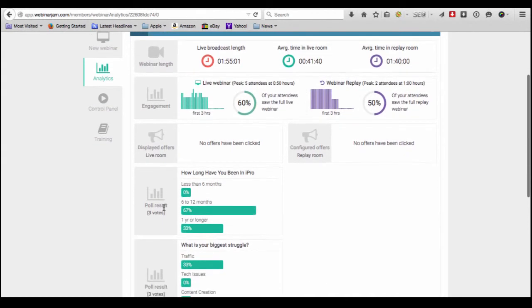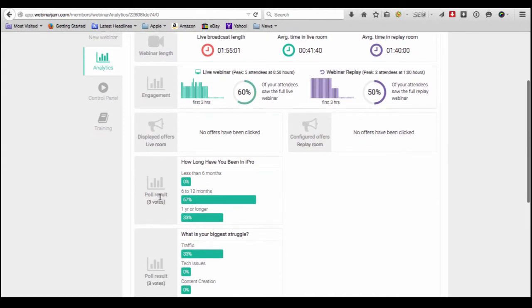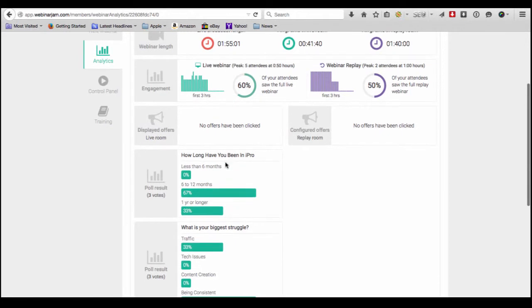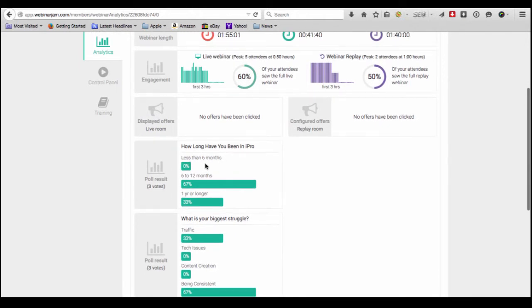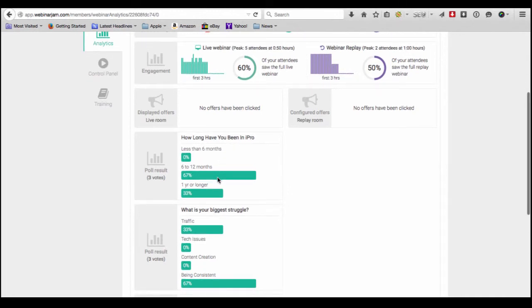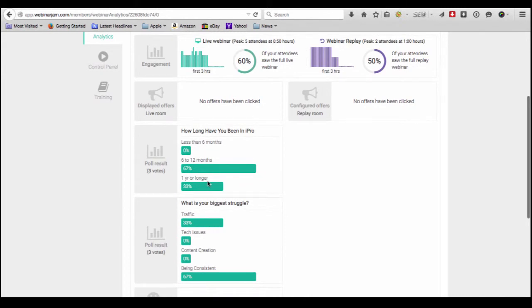Okay, now we had some polls that we just threw up, right? We had a poll that asked how long they have been in iPro, and we had 3 people vote, right? Because I think a lot of them, we did this poll really early, and some of them came a lot later, so everybody didn't get a chance to vote. We asked them how long they have been in, and nobody said less than 6 months. We had the majority of the people in 6 to 12 months, and then a year or longer, we had 33%.